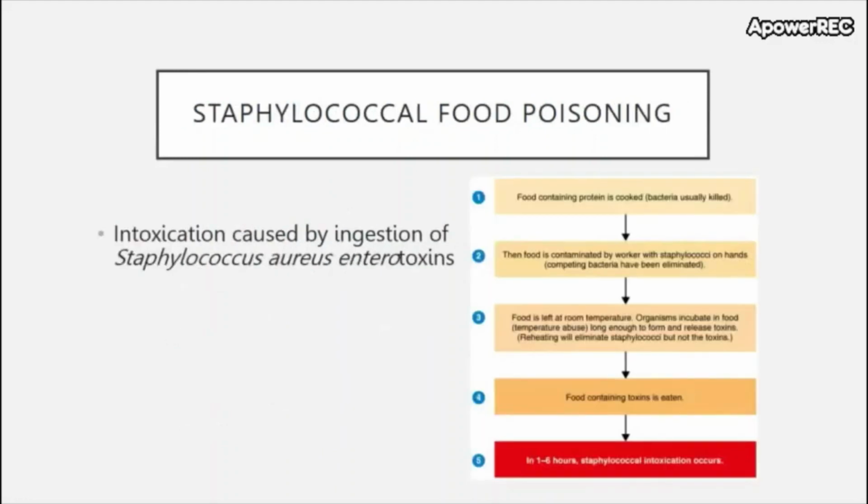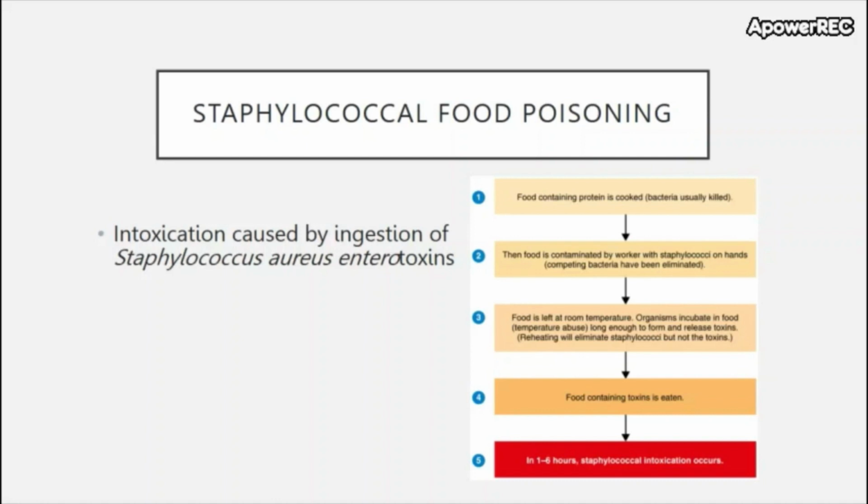Okay, so staphylococcal food poisoning is a common form of food intoxication, which is caused by ingestion of Staphylococcus aureus enterotoxins. The reason why it's so common is because this toxin is thermostable, so once it is formed by the bacterium, heating the food may get rid of the bacteria, but it will not get rid of the toxin itself.